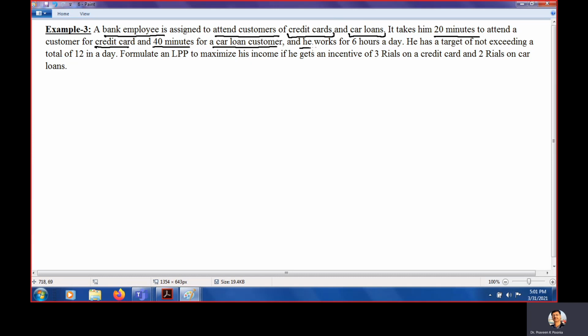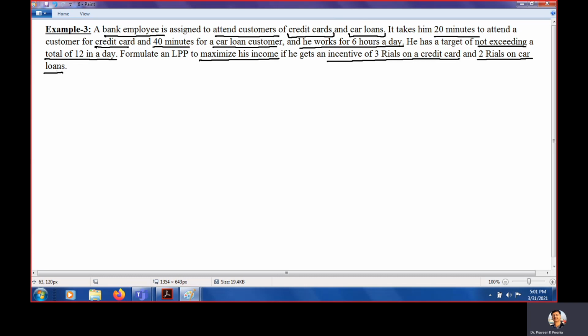If he works for 6 hours a day, this is the constraint. He has a target of not exceeding, means not more than 12 a day. That means he will attend only 12 customers. Clear? Formulate an LPP to maximize the income. If the bank employee is getting 3 real incentive on credit card and 2 real incentive on car loan.